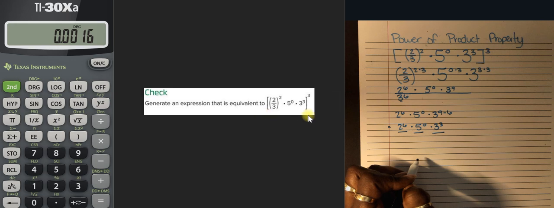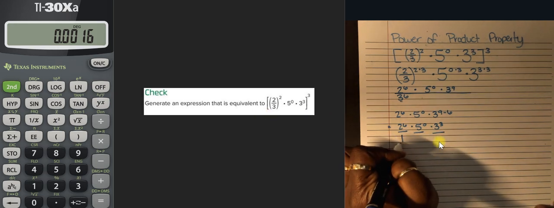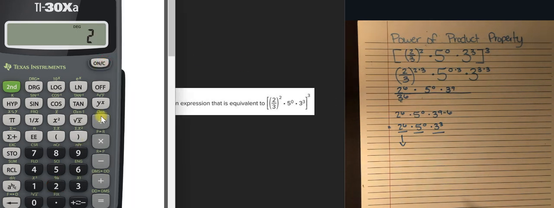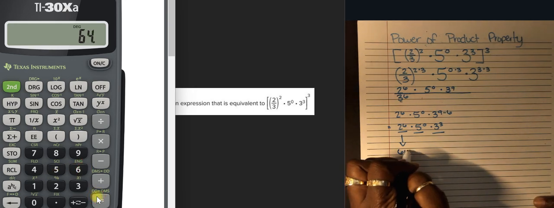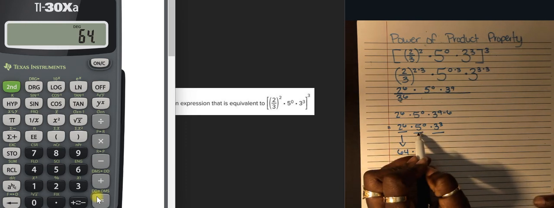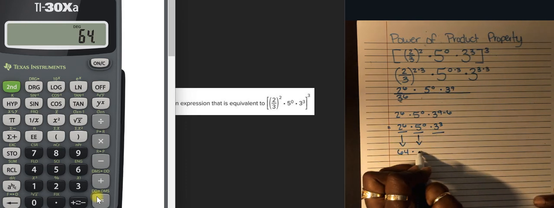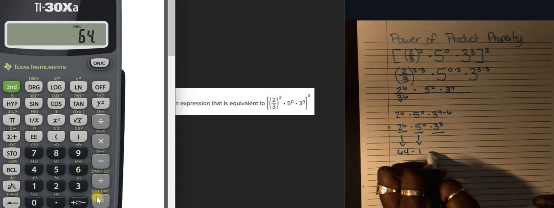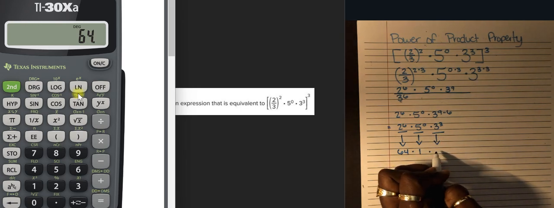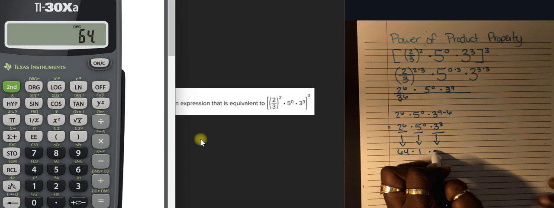But of course, we're going to take it a step further and solve for it. So what we have is 2 to the sixth power. That means 2 to the power of 6, and we get 64. And then we're going to multiply by 5 to the power of 0. Remember, any non-zero number to the power of 0 is going to be 1. And then we're going to multiply that by 3 to the third power. So 3 times 3 is 9, 9 times 3 is 27.